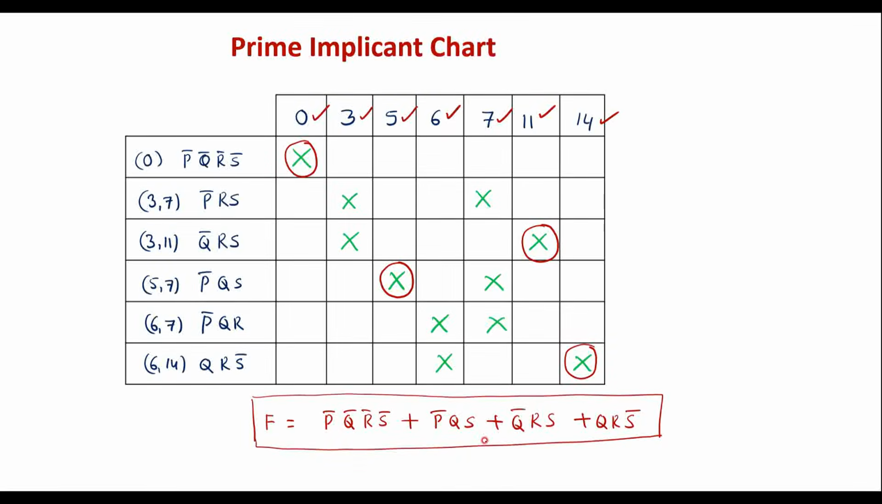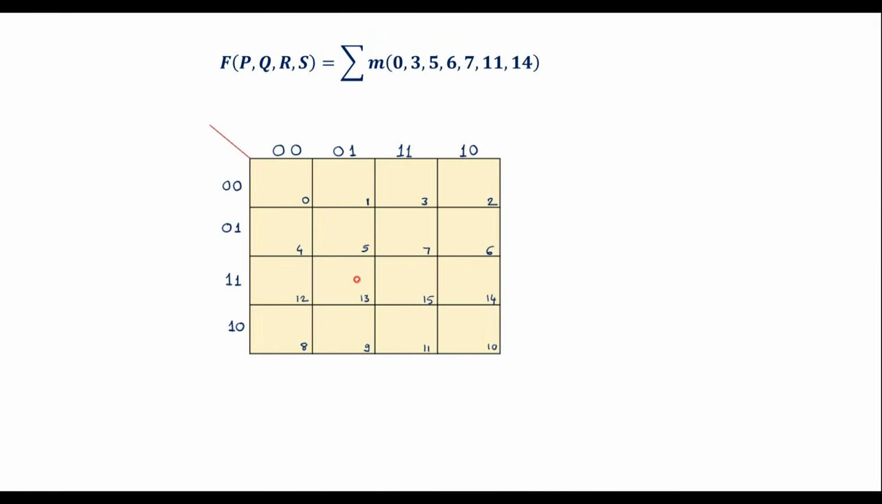Now I will try to verify this using K-map for understanding purpose. Now let me simplify the same minterms using K-map. So this is the 4 cross 4 K-map. Let me consider the variables. Here is PQ, here it is RS. So 0, we have 3, minterms are 5, 6, we have 7, 11, 14. Remaining cells are zeros as we know in K-map.